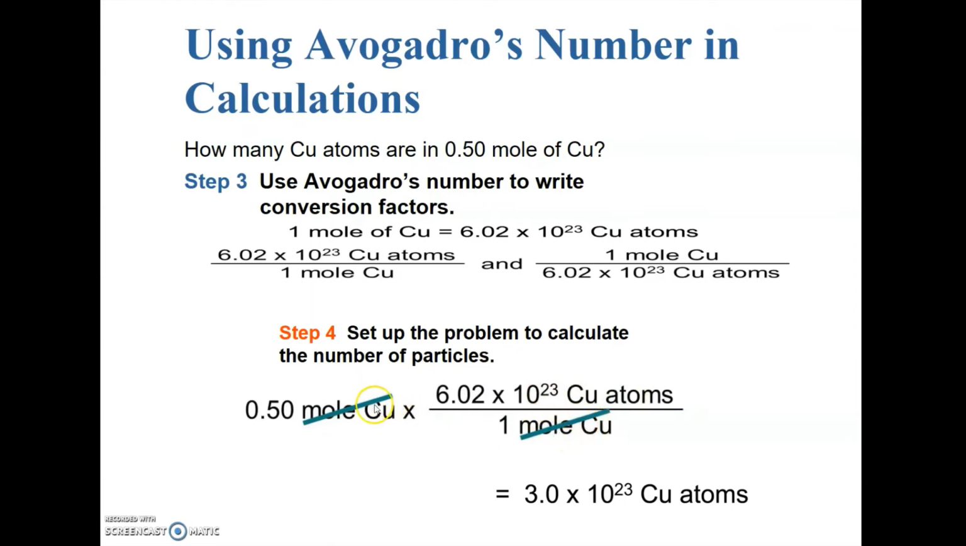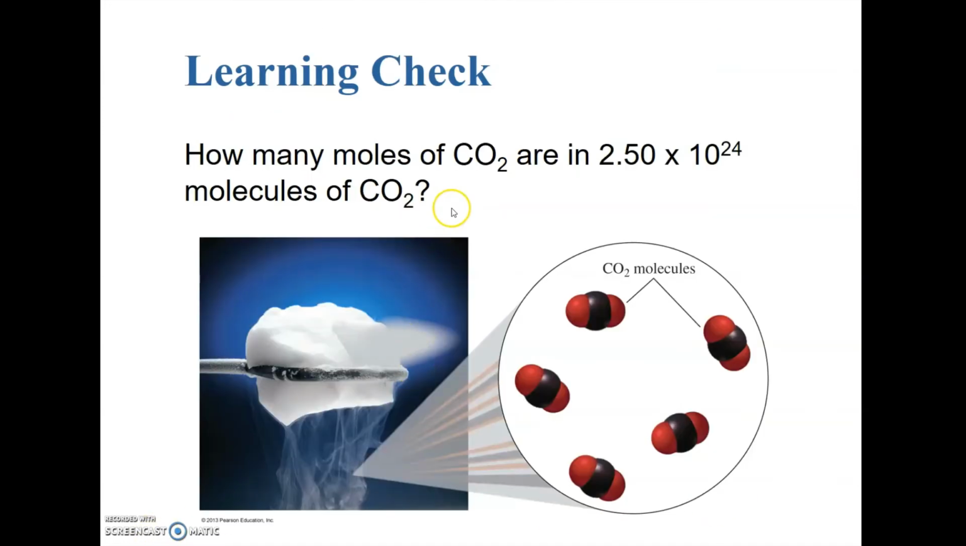So the mole of copper would cancel out, and then you will get 3.0 times 10 to the power of 23 copper atoms. This problem is the exact opposite of the previous problem. In this problem, we are given the number of molecules, and we are trying to find the number of moles of carbon dioxide. To do this problem, we will be using Avogadro's number again, because we know 1 mole of carbon dioxide contains 6.02 times 10 to the power of 23 molecules of carbon dioxide.